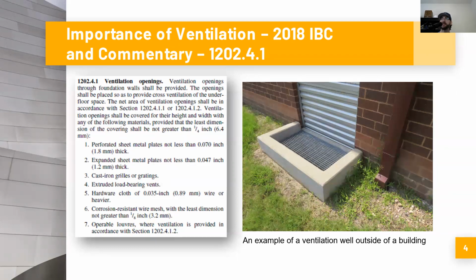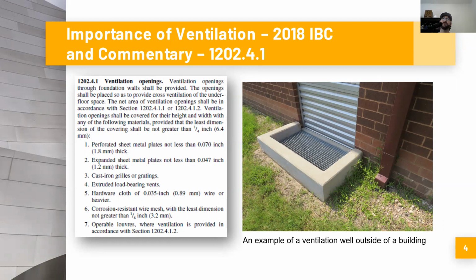You can see it's the second sentence. Openings shall be placed to provide cross ventilation. Interestingly, in previous code editions, 2015 and earlier, the requirement for the net free area, which is the equivalent of 1202.4.1.2, that section in earlier code editions gives you the requirement for the vapor retarder and cross ventilation. It actually says you have to do both. And that's that exception under older codes.